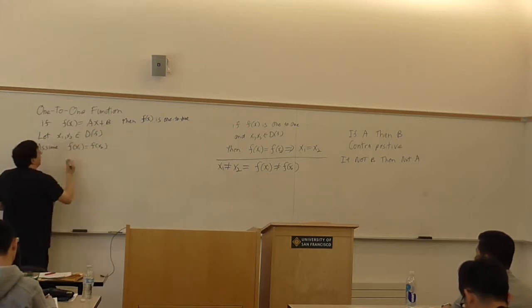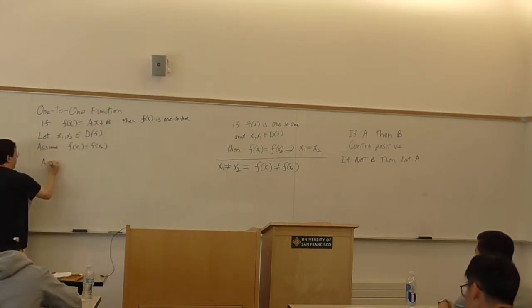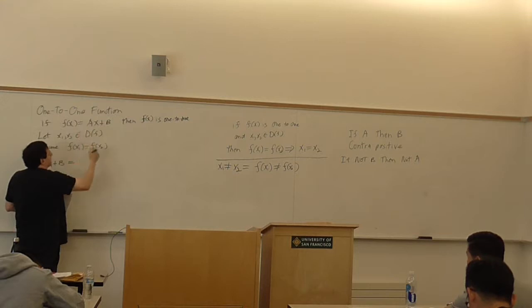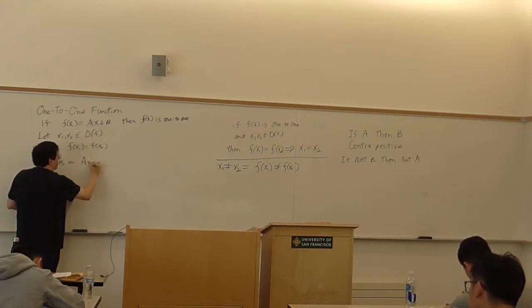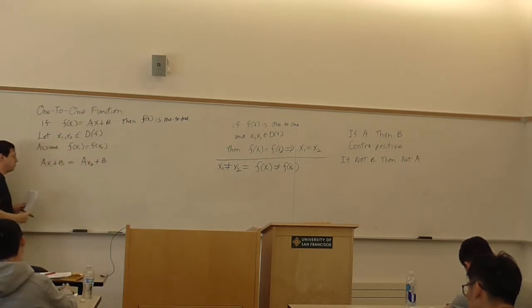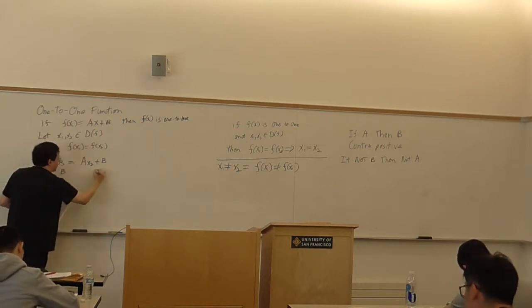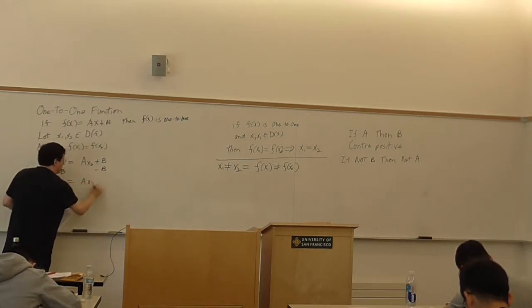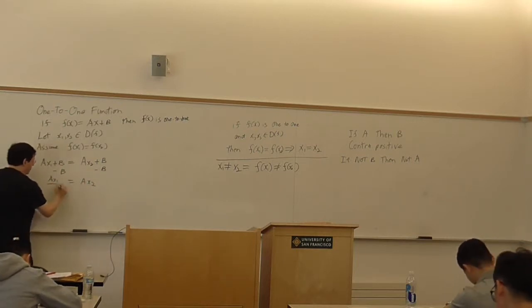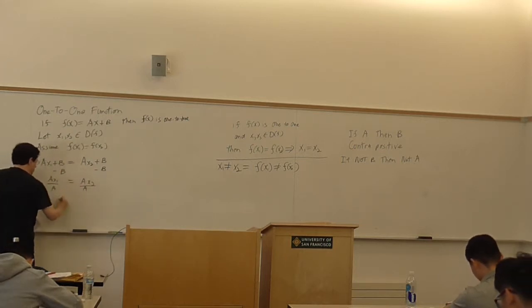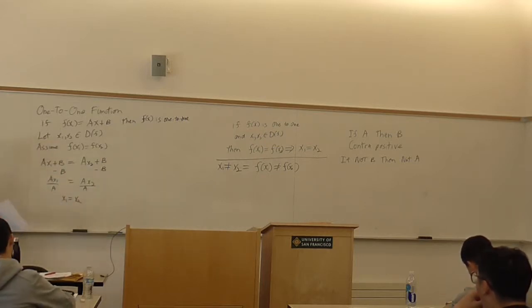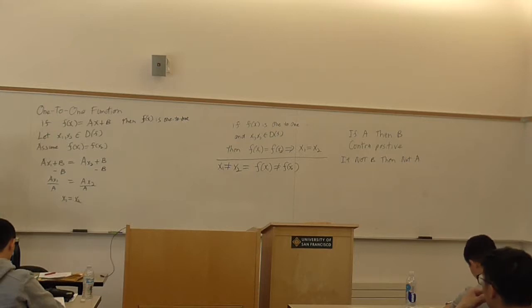f of x is ax plus b, so f of x1 is ax1 plus b. And f of x2 will just be ax2 plus b. Well, I can subtract b from both sides of this and get ax1 equals ax2. And I can divide both sides by a. And now I have x1 equals x2. Which is what I needed to show that this was a one-to-one function.